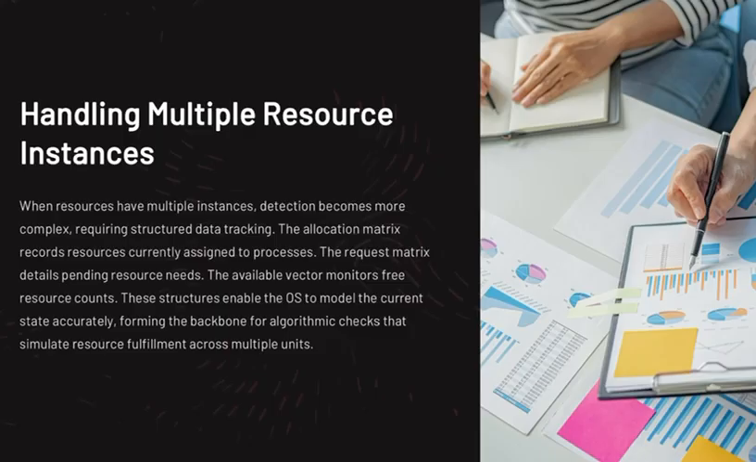Moving on to the next slide, slide 5, handling multiple resource instances. The OS uses three main data structures. The allocation matrix shows what each process currently holds. The request matrix lists what each process still needs, and the available vector tracks how many units of each resource are free. With this information, the OS can simulate which process could finish and which ones might cause a deadlock, even when resources are shared among many tasks.